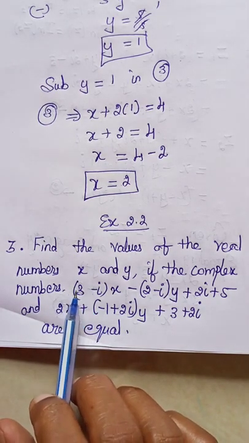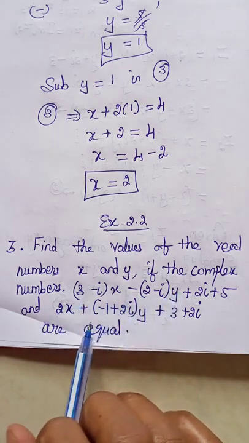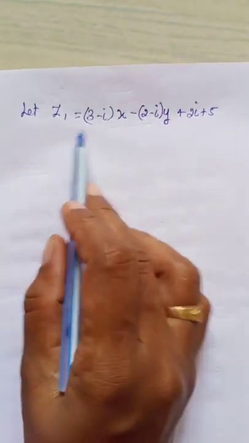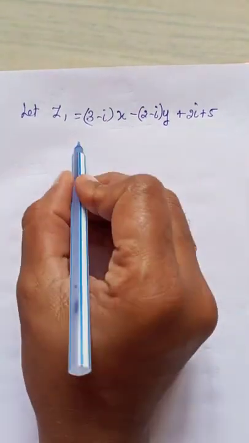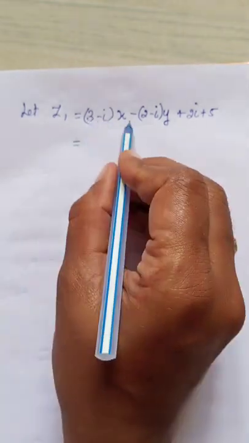So as we did, the first complex number we can take as Z1 and the second complex number as Z2. So let Z1 is equal to. So first we have to simplify, isn't it? So shall we multiply?